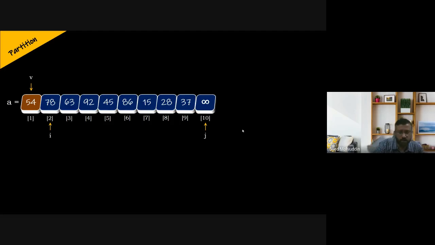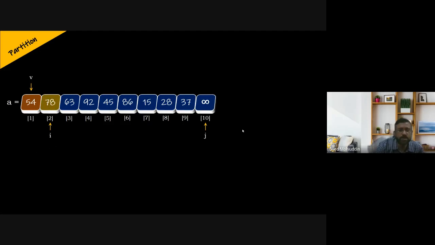At the first instance, we have moved i. i is pointing to element 2. We compare whether the element at index i is greater than the pivot. The pivot is element 54. We have considered the first element as the pivot. So 78 is greater than 54. So we stop. i will not move further towards the right. i stops. Then we consider j.